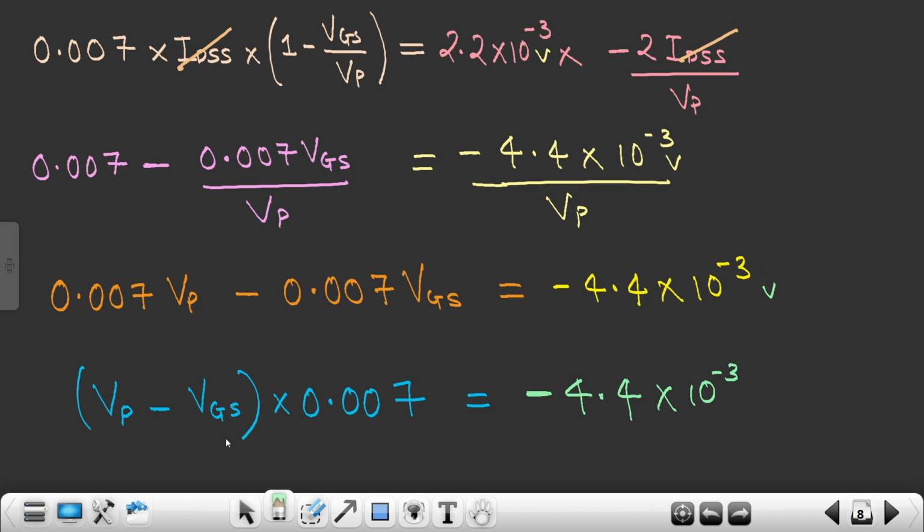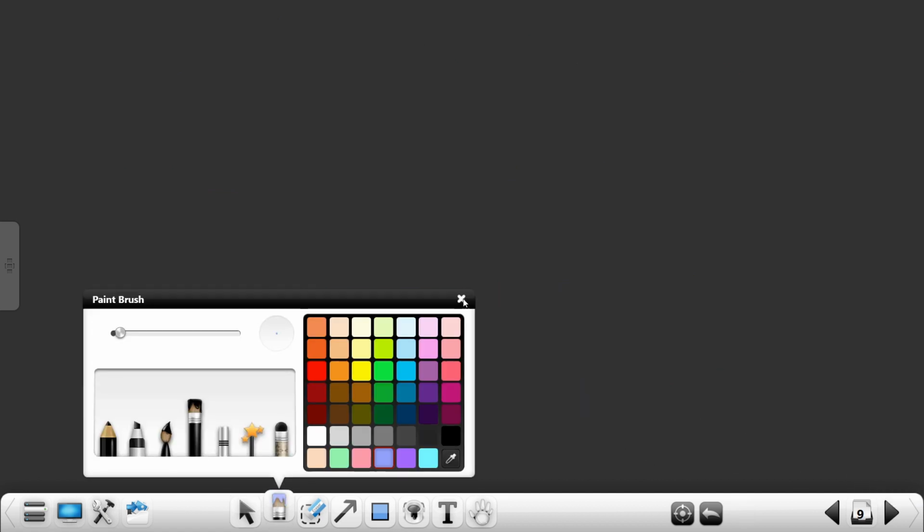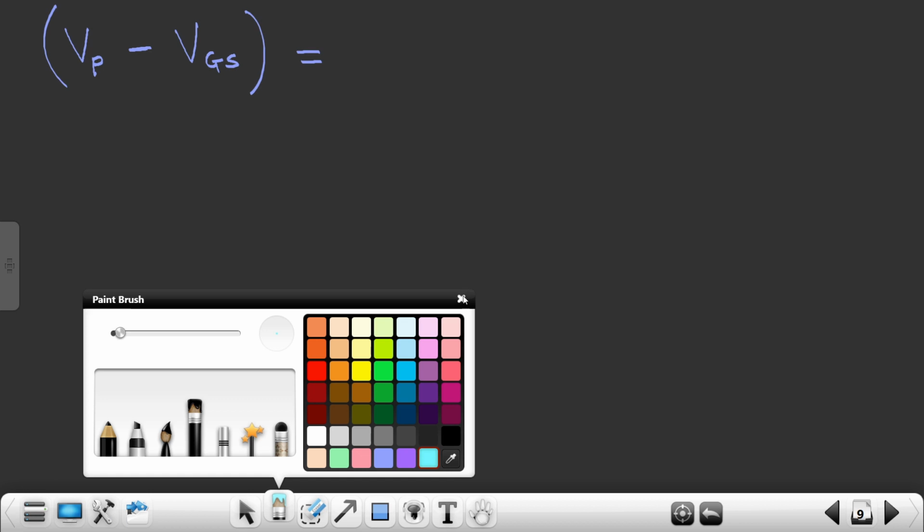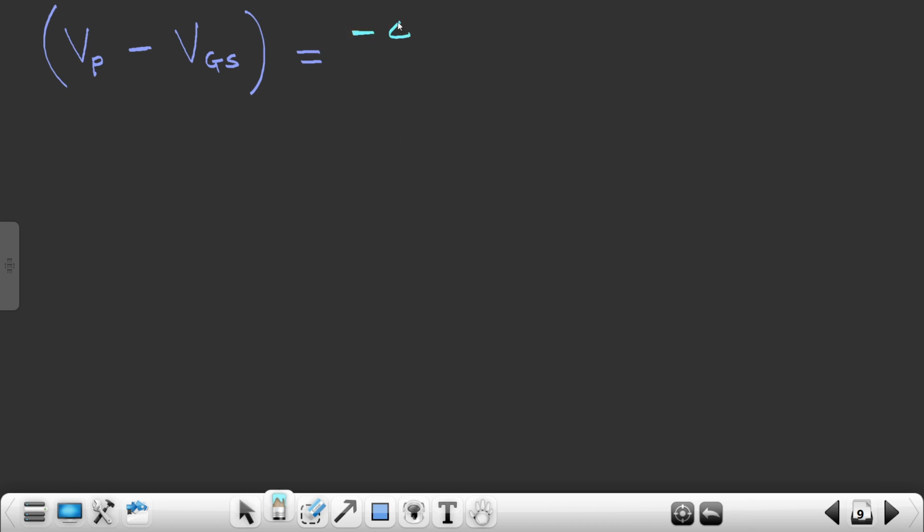Okay, all right. So what I will do, I'll write this equation on the next page. So let me write this equation over here, that is VP minus of VGS, in bracket obviously, and this is equivalent to minus of 4.4 into 10 raised to minus of 3, divided by 0.007, right? So let me just calculate this term, and this pans out to be minus of 0.628.